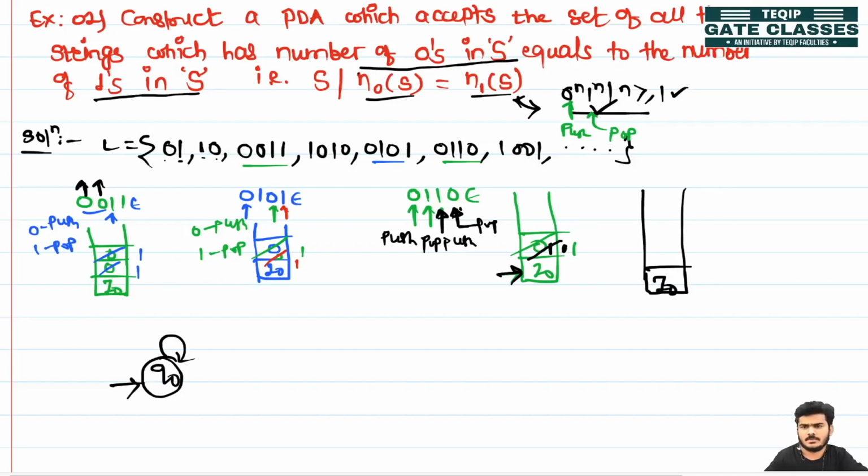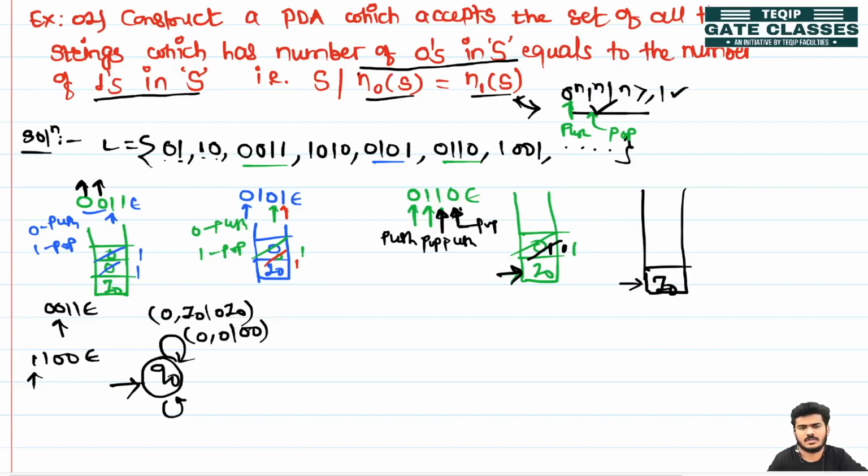Okay, so the bottom of the stack is Z naught. Suppose I take a string like 0 0 1 1 and this is epsilon. 0 came, and the top of the stack is Z naught, so I will use 0 Z naught. Similarly, again 0 came, then 0 0 becomes 0 0. But what if the string is like this, 1 1 0 0 epsilon?